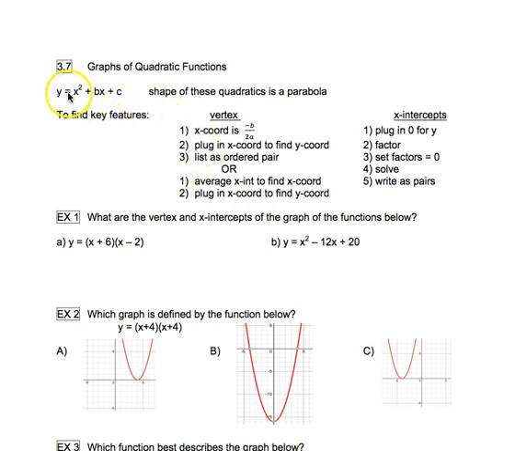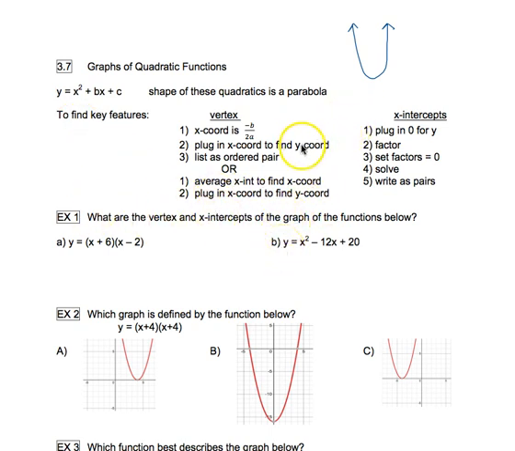Also, all of them have a positive x squared, which means the shape of these quadratics is a parabola, because all quadratics are parabolas, but specifically because it's a plain x squared, they're all going to be opening up. What makes a parabola open down is when the a is negative, and here they're all going to be positive.